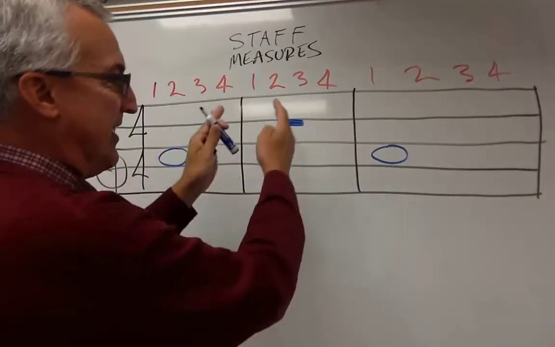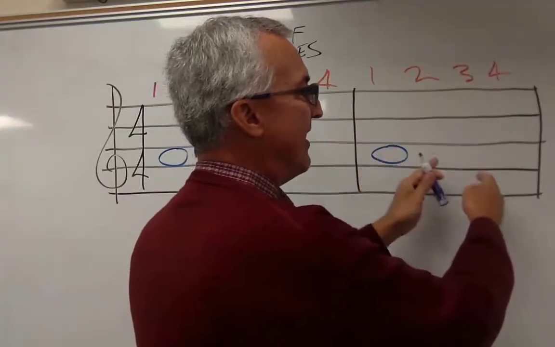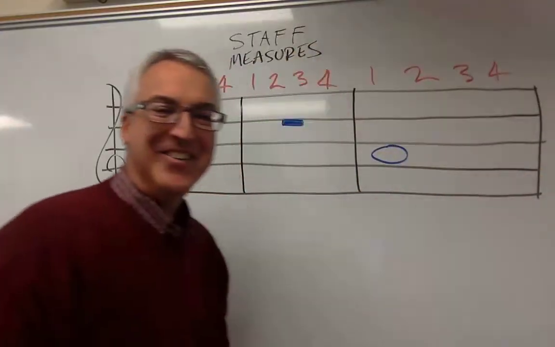Ta, and then rest, just count 2, 3, 4, and then ta. All right, we're almost there.